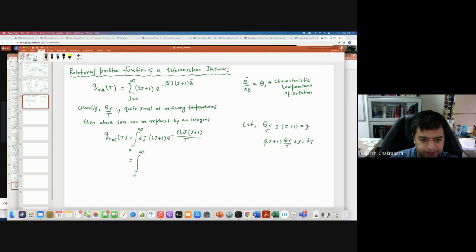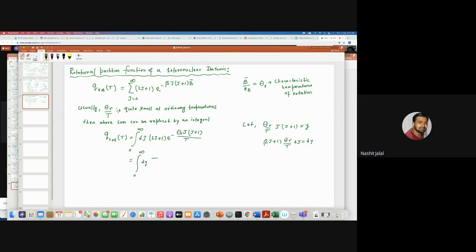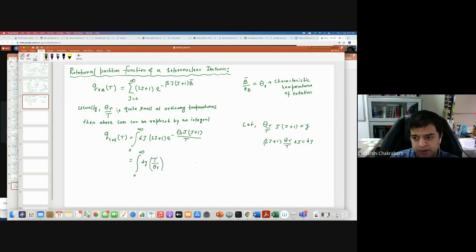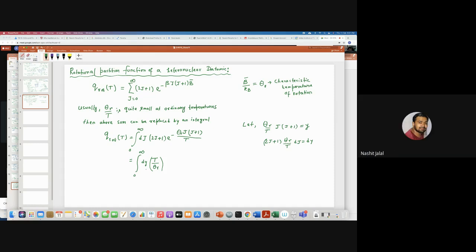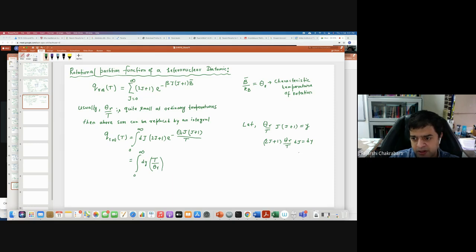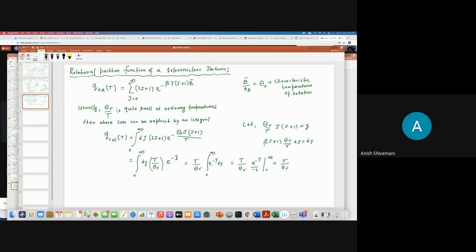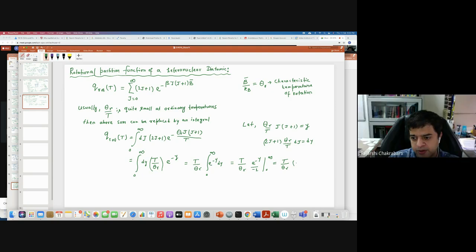Integration limit does not change. This is dy, but what is 2j plus 1? It is T by theta r times dy, isn't it? This is how it is. 2j plus 1 dj is the dy times T by theta r, and if I integrate this, what am I going to get? I'm doing all the steps. What is the answer? Unity. Okay, this is going to be minus 0 plus 1.